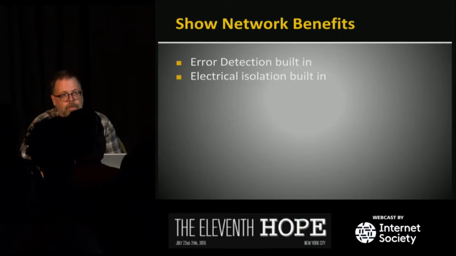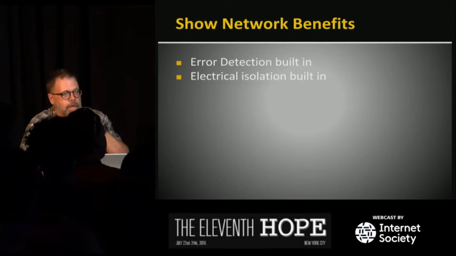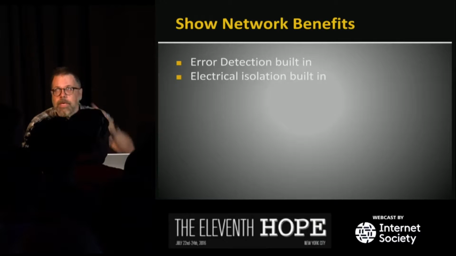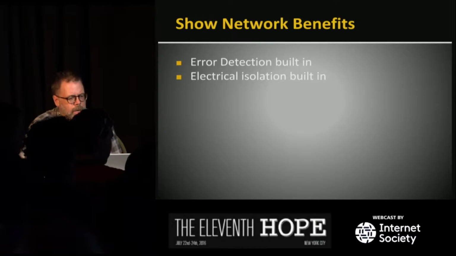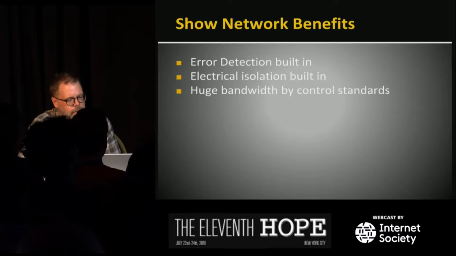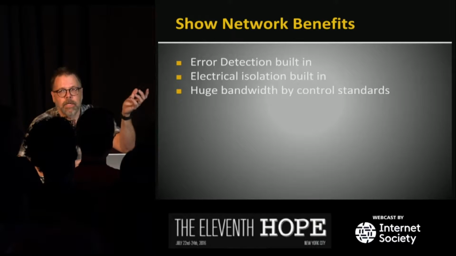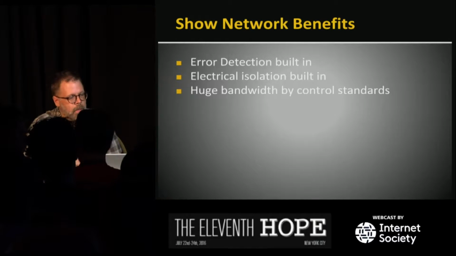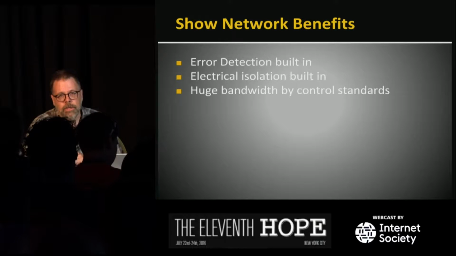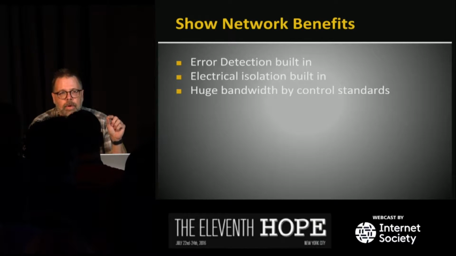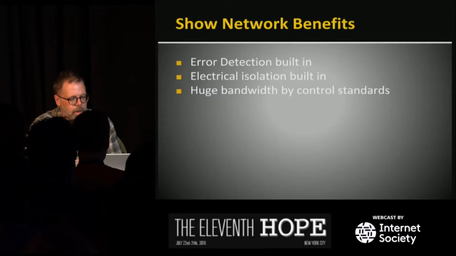Electrical isolation is a big deal for us too, because we're often connecting to things like dimmer racks that would be running these lights. They're high-powered devices. Don't usually want to connect that to a low voltage kind of computer, but Ethernet has built-in transformer isolation in it. Huge bandwidth by control standards, so if we're sending lighting control to run these lights here, which is almost certainly based on DMX, the amount of bandwidth we have in the network is huge compared to that kind of control.